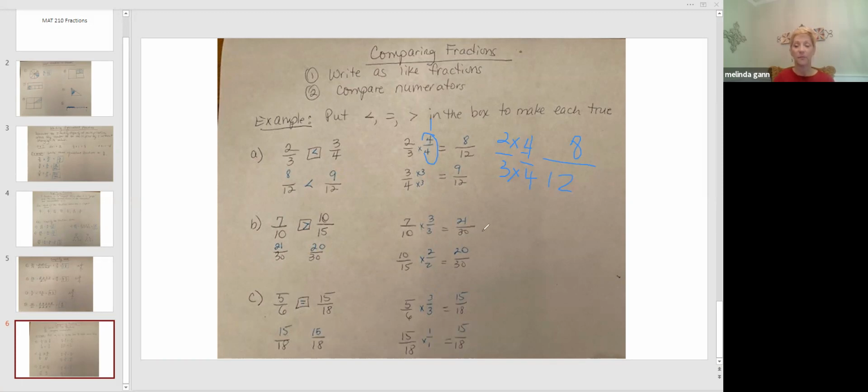So if you've got to compare fractions, or sometimes they'll give you a list of fractions and tell you to put them in order, the easiest way to do that is to change them all to like fractions. That means to get them all to have the same denominator. Then all you've got to worry about is the numerator. You can put them in order.